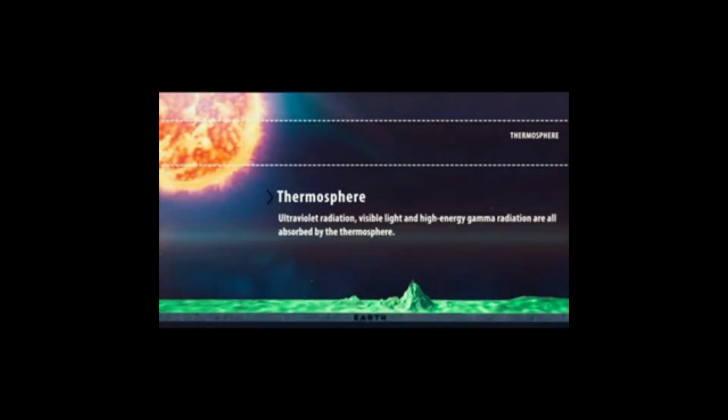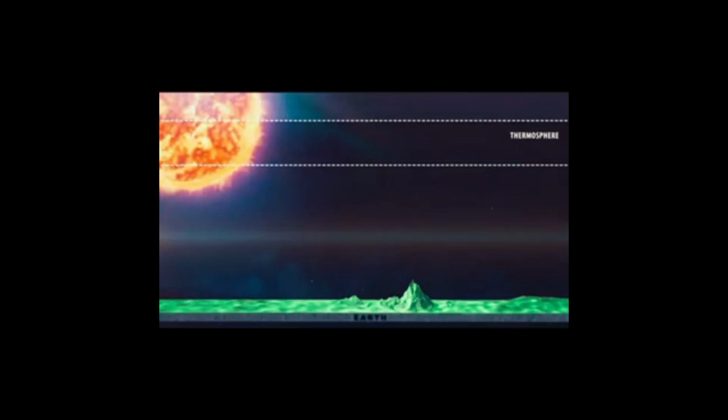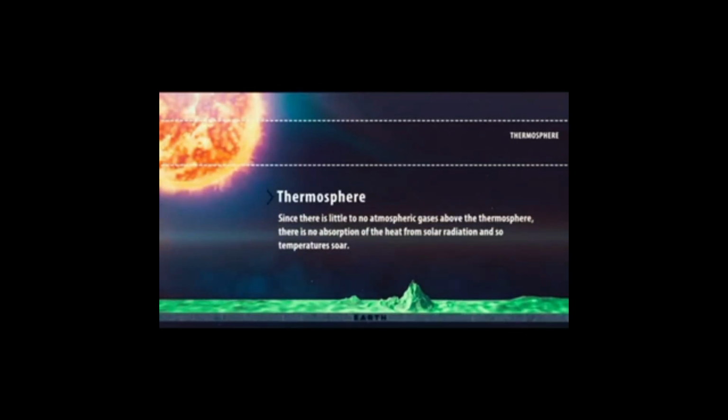Ultraviolet radiation, visible light, and high-energy gamma radiation are all absorbed by the thermosphere. Since there is little to no atmospheric gas above the thermosphere, there is no absorption of the heat from solar radiation, and so temperatures soar.